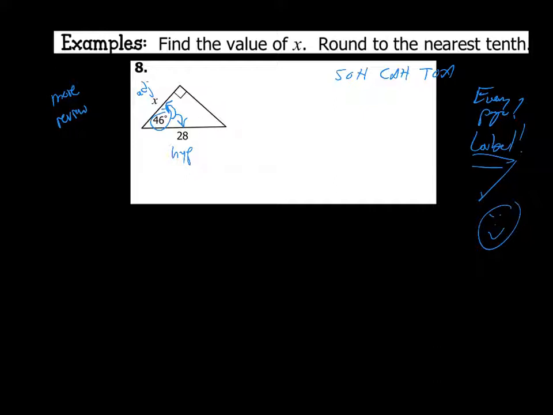So back to my problem. Looks like, smells like, cosine of 46 degrees is equal to my adjacent side, which is x, divided by my hypotenuse, which is 28. So I'm going to cross multiply and solve. And when I do, I'm going to get x times 1 is x, and 28 times the cosine of 46 degrees. So x is equal to, and the rest is a calculator keystroke.